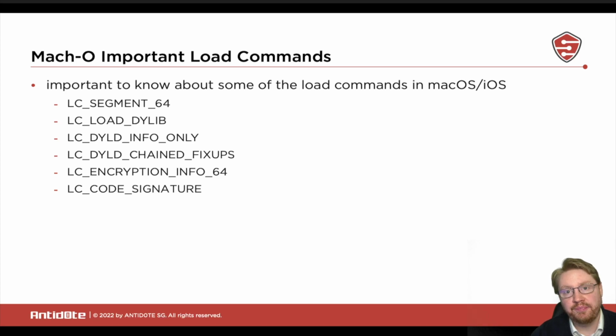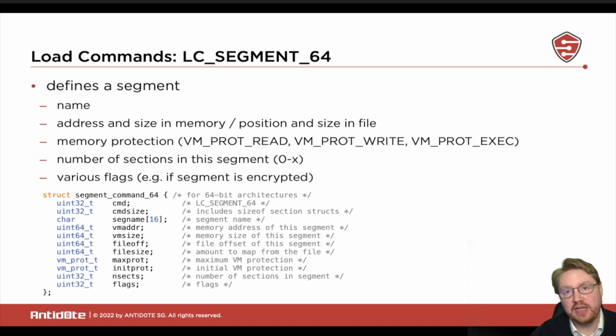And there's that. Then we have the encryption info, which is basically the flag if this file is DRM protected or not. And then we have the code signature, which is basically storing where in the file is the code signing information. So let's have a look first at these segments.